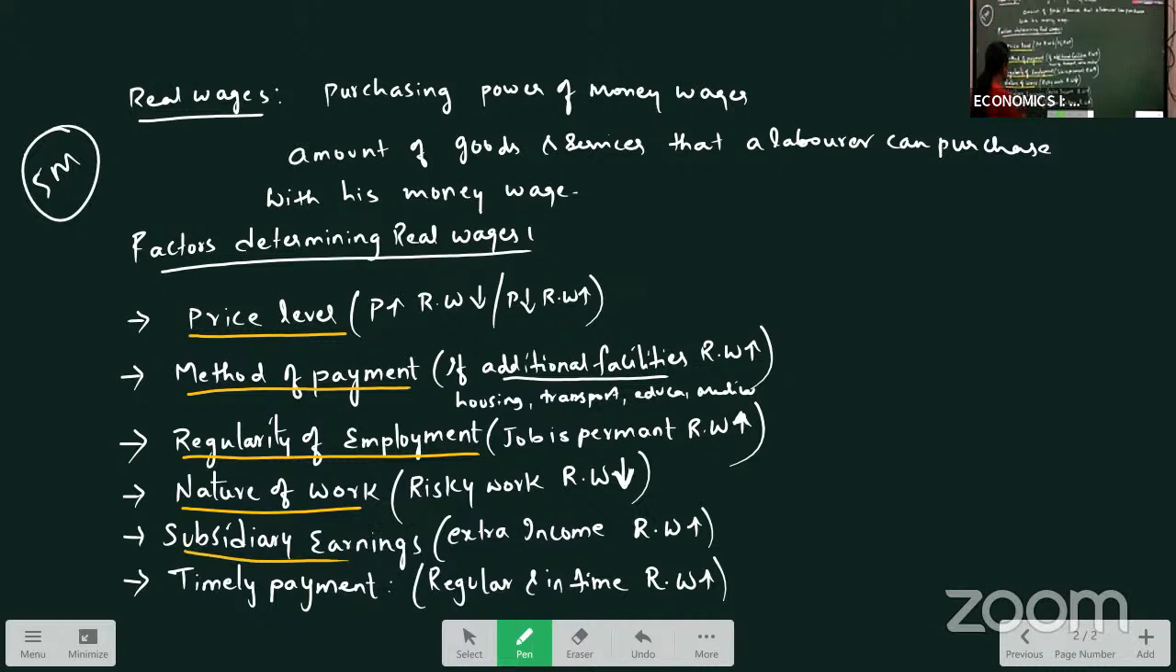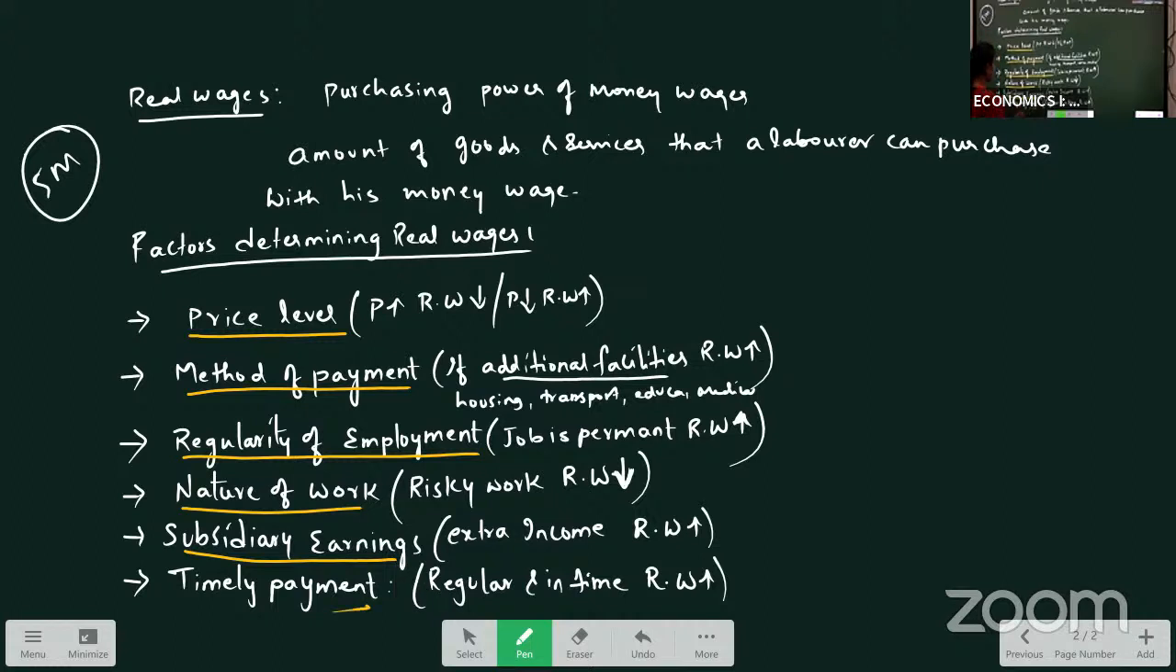And subsidiary earnings. What are subsidiary earnings? Your extra income. Other than your wages, if you are earning any income, for example, rent on a building, you have your own building and you earn rent from that. That is an additional income for you apart from your wages. If you receive such extra income, then real wages will be high, meaning labor's purchasing power will be high.